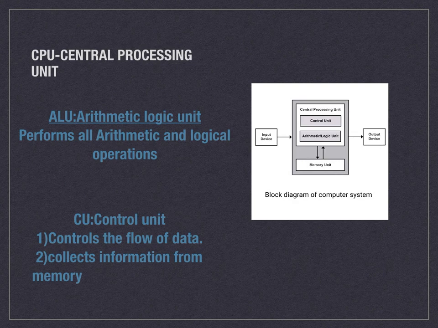The second part is the control unit. What the control unit does is it controls the flow of data from different components. For example, data that you have given to the computer should be given to the CPU for processing. That will be controlled by the control unit. And also the control unit collects information from the memory.